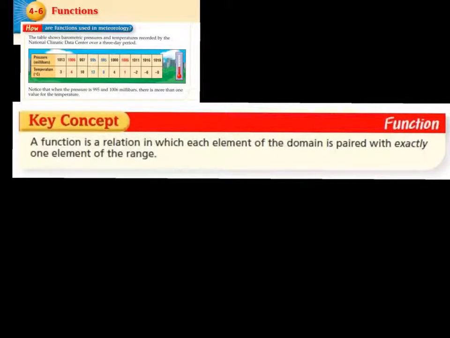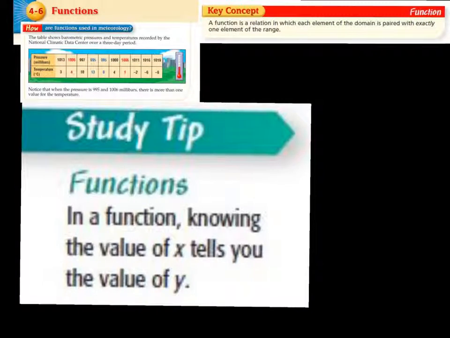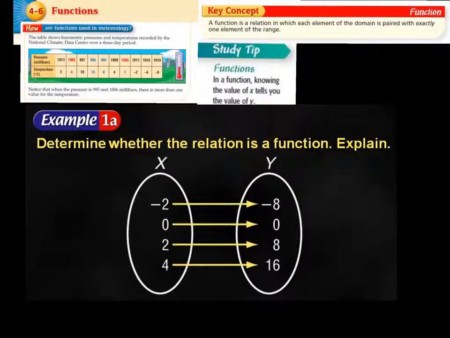A function is a relation in which each element of the domain is paired with exactly one element of the range. In a function, knowing the value of x, the independent variable, tells you the value of y, the dependent variable. For example, when they ask to determine if the relation is a function, if x is -2, they tell me y is -8. 0, 0, 2, 8, 4, 6. Absolutely, this is a function. Every value of x, I can find the value of y.